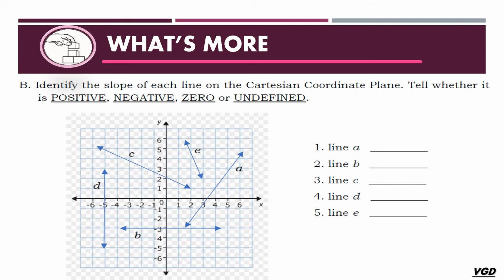B. Identify the slope of each line on the Cartesian coordinate plane. Tell whether it is positive, negative, 0, or undefined. So we have here number 1, line A, number 2, line B, number 3, line C, number 4, line D, 5, line E.